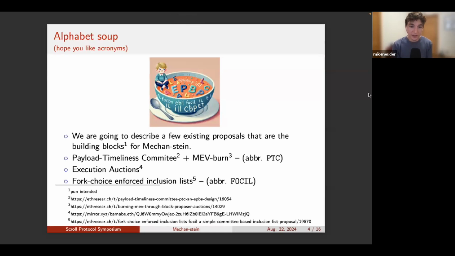And lastly, the third piece that we'll use as part of our building blocks, part of our alphabet soup, is FOSSIL, which is an abbreviation for fork choice enforced inclusion lists. This is a relatively new proposal, but it pulls together a lot of existing ideas as far as allowing multiple people to participate in the block construction process and using a committee to enforce the inclusion list. So we'll dive into each of those in some detail and then try and stitch them together. And that's where we're going with this talk.